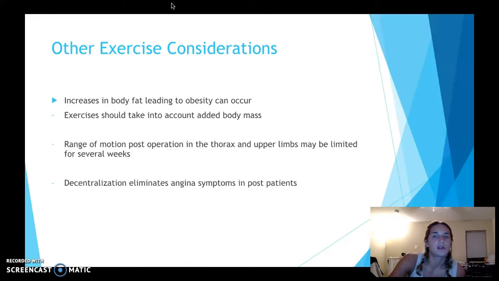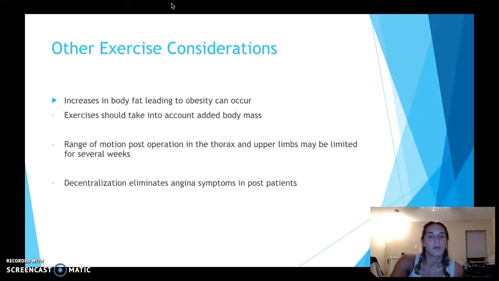Other exercise considerations with heart transplants: increases in body fat can lead to obesity, and exercises should take into account the added body mass. Again, if your client is trying to do an exercise and they can't, maybe lower the weight or just realize that they might weigh more, so it might be harder for them to balance.